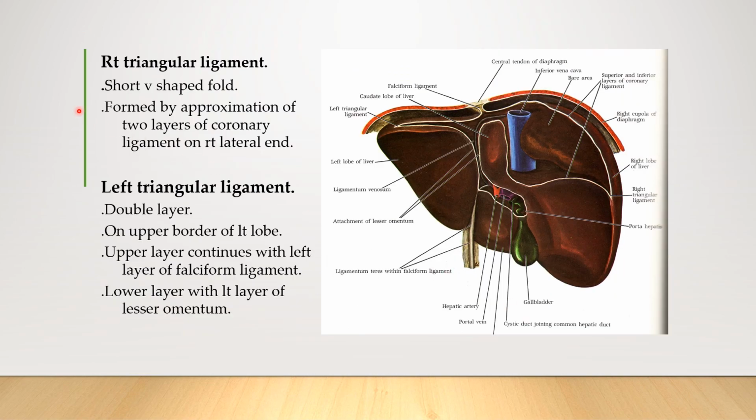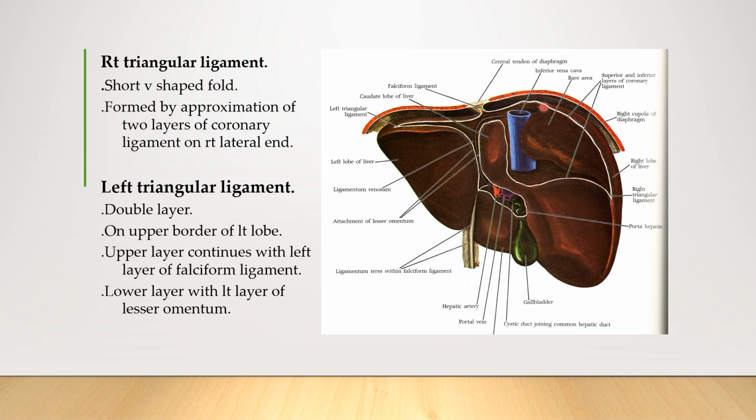So coming up with the right and left triangular ligaments, I have told you before that these are the two asymmetrical ligaments present on both the lobes. And the right triangular ligament is a short V-shaped structure. You see, this is this short V-shaped structure. This is known as the right triangular ligament. How is this right triangular ligament formed? By the approximation of the two layers of the coronary ligament.